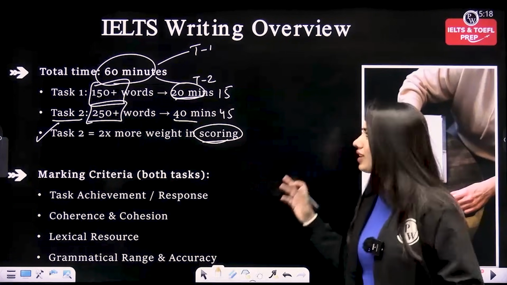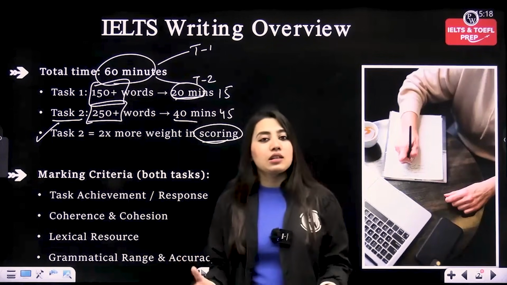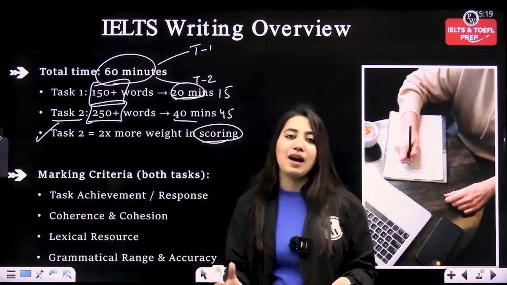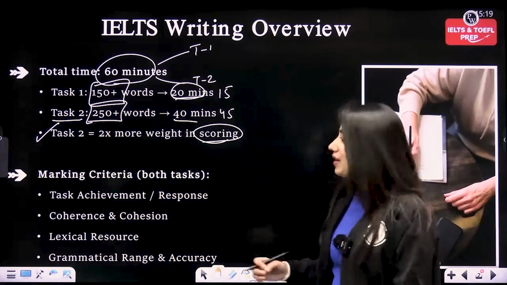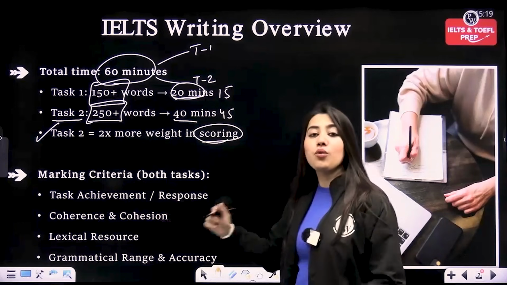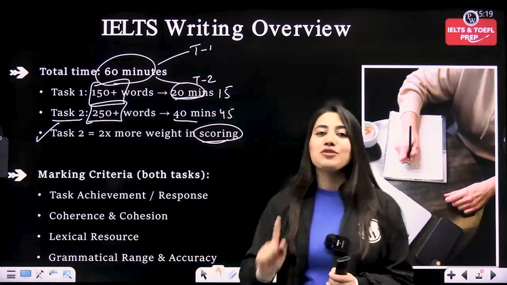Try doing this. Now let's understand what are the criteria, what are the parameters we have, on the basis of which we'll be getting bands. Let's discuss that. The very first thing we have is task achievement and response. So they will check how fully you have responded to the task. That's your first parameter.